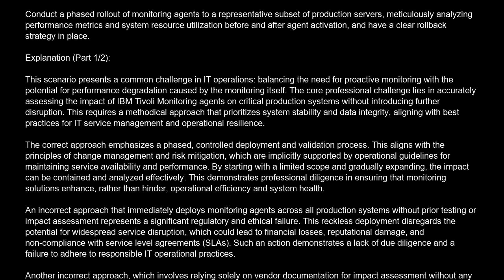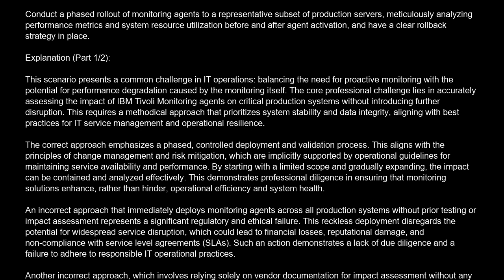Explanation. This scenario presents a common challenge in IT operations, balancing the need for proactive monitoring with the potential for performance degradation caused by the monitoring itself. The core professional challenge lies in accurately assessing the impact of IBM Tivoli monitoring agents on critical production systems without introducing further disruption. This requires a methodical approach that prioritizes system stability and data integrity, aligning with best practices for IT service management and operational resilience.